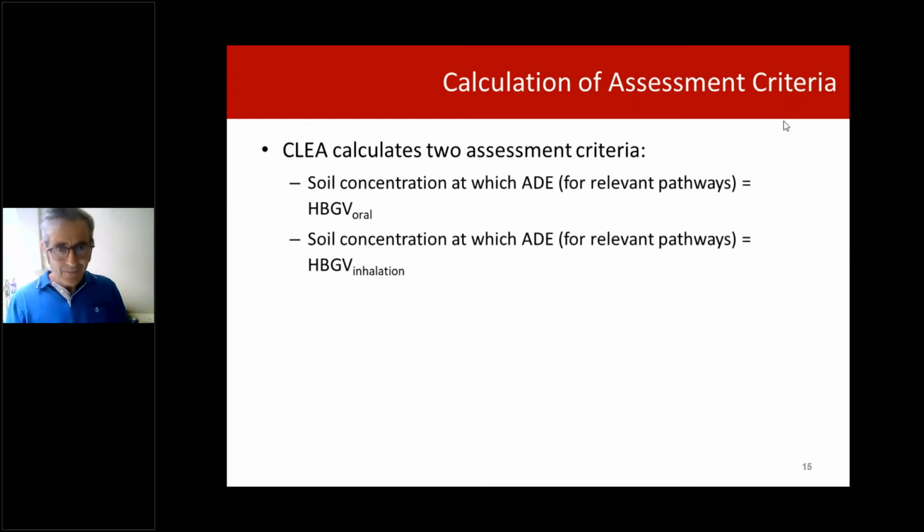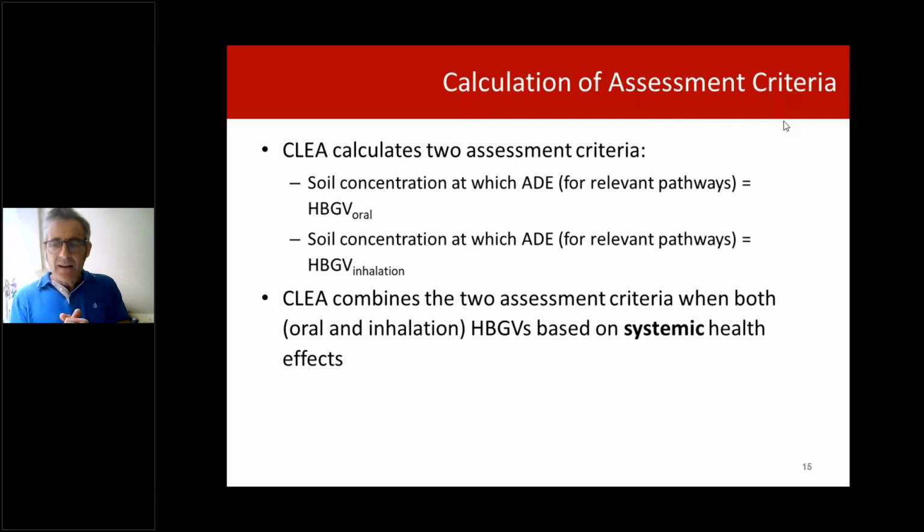Now, what it can do is, if both health-based guidance values are based on what are called systemic health effects, it will combine those two assessment criteria into a slightly lower assessment criteria, and that's the one that you'd use as your assessment criteria for comparing with your measured soil concentrations.